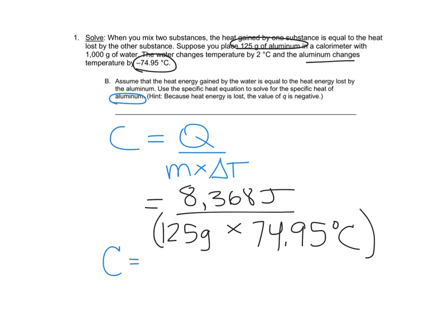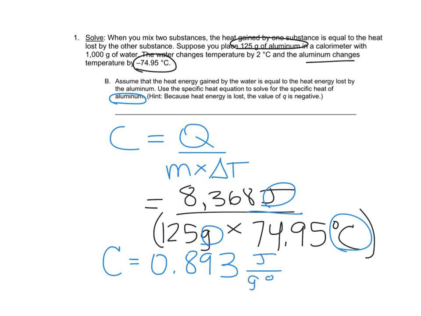Now remember, we talked earlier about metals having very low specific heat. That's why they heat up and cool off so quickly. So for this, you're going to get an answer of 0.893. And the units are joules per gram degrees Celsius, just like we've talked about in the first slide.